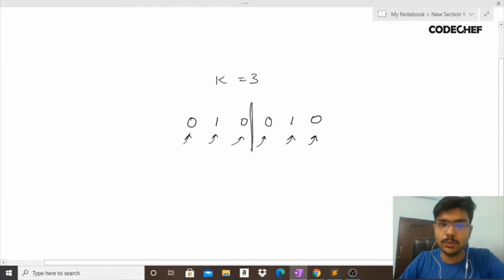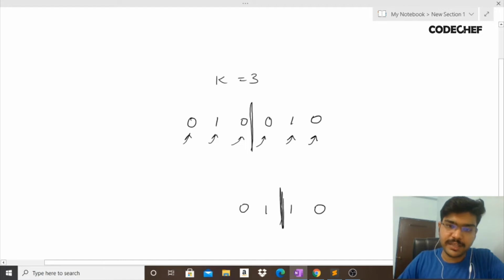We can see a 0 1 0 is forming a mirror image over here, right? Let us try to take some other example. Let us take a string like this, 0 1 1 0, and if k equals 2, we can see that there is a mirror image formed here, and it is a k-folded example, right? I am talking about k-folded examples.